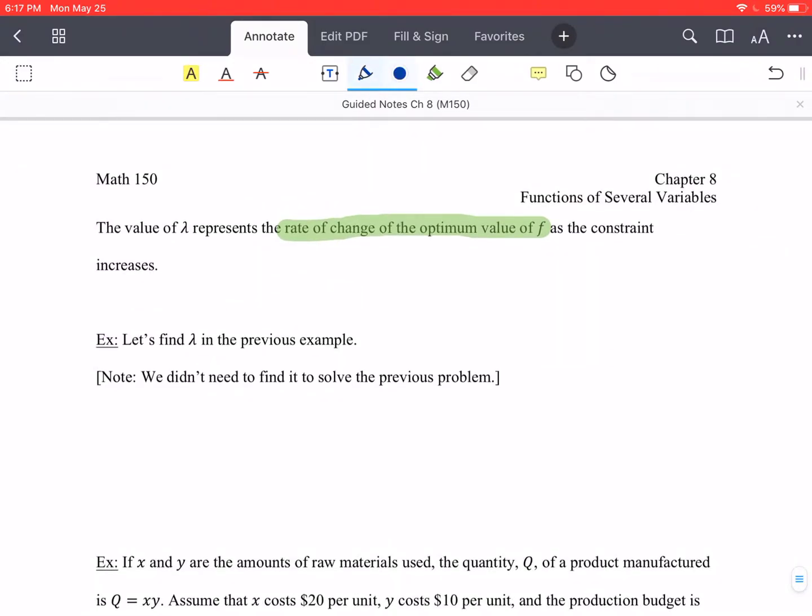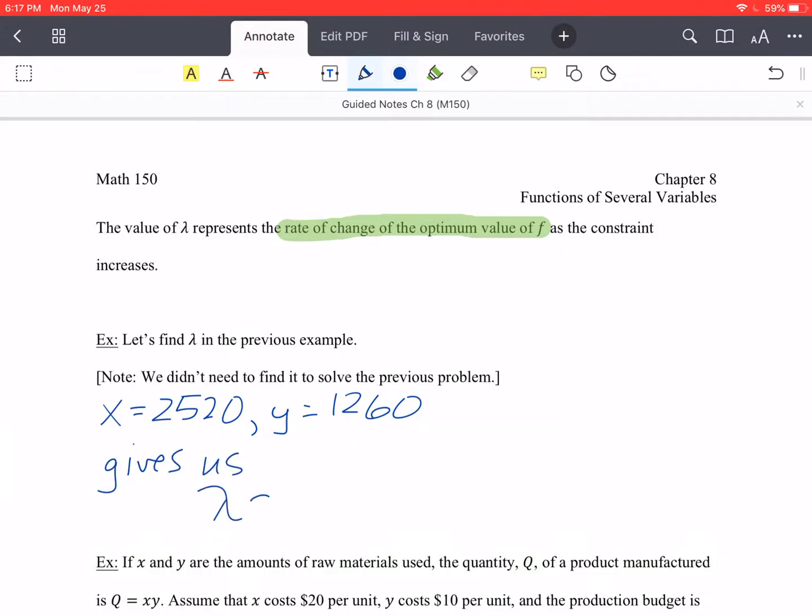So we know that the maximum production occurs when x is 2520 and y is 1260. So solving using either of the equations, it doesn't matter because they're both equal to 100 lambda, gives us lambda is approximately equal to 0.0053.